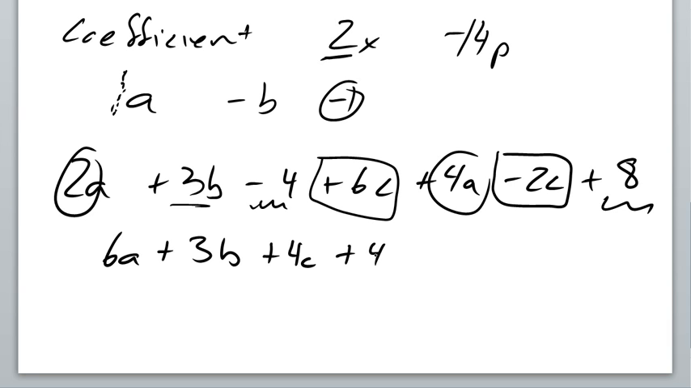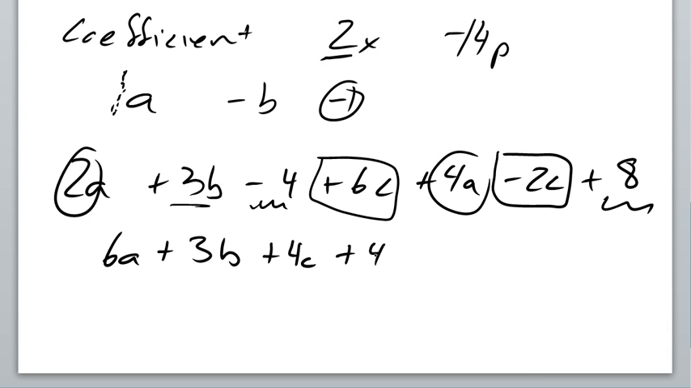So as you combine like terms, you combine everything that has the same variable. You can put all your a's together, all your b's together, everything else like that. And usually when we write that, we put it in alphabetical order. So if you're working with x, y, and z, it would go in that order, or r, s, t, or a, b, c, whatever the case may be.